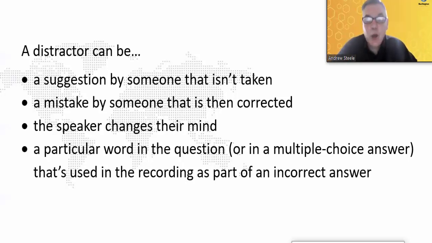There might be a particular word that's in the question, but which when you hear it on the recording is not the correct answer. This particularly happens in multiple choice questions. So first of all is to think about the different types of distractors that are used in IELTS and to make your students aware of them and to show them examples of them as well. So awareness raising is something that we as IELTS teachers need to be doing.